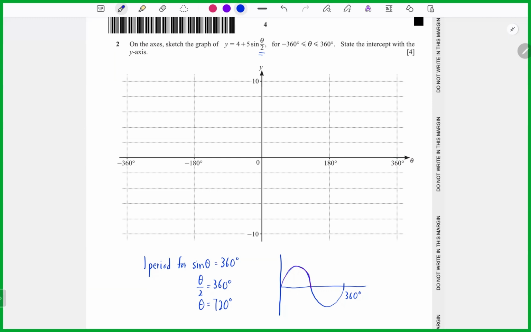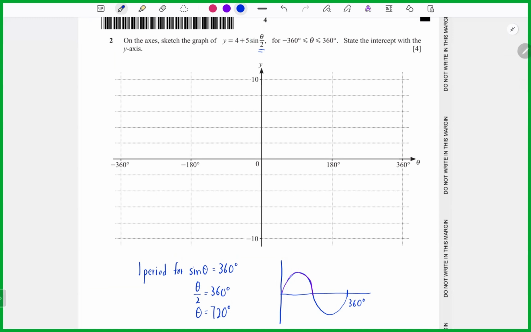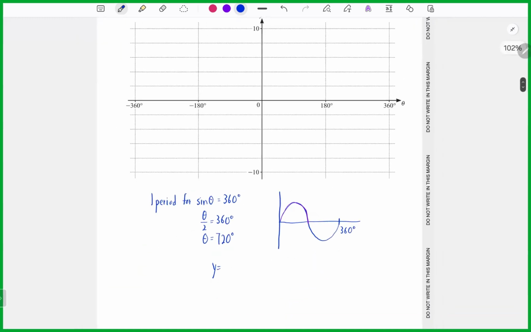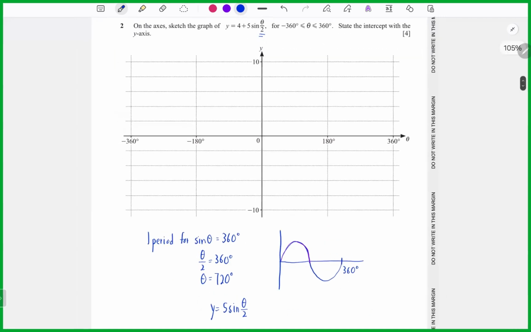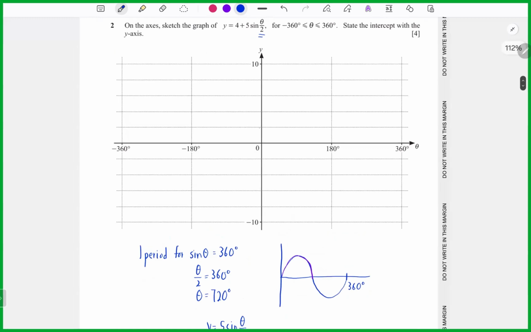Okay, so now we try to see, we don't see the 4 first, we see the 5 first. We see y equals 5 sine theta over 2 first. Okay, see here it goes until 5, right? So we try to see. Okay, 2, 4, 6, 8, right? So we can try to draw.